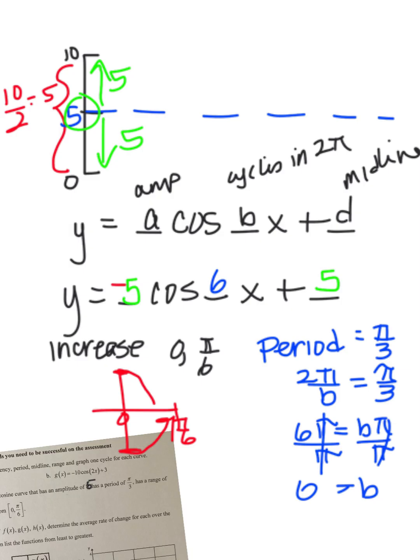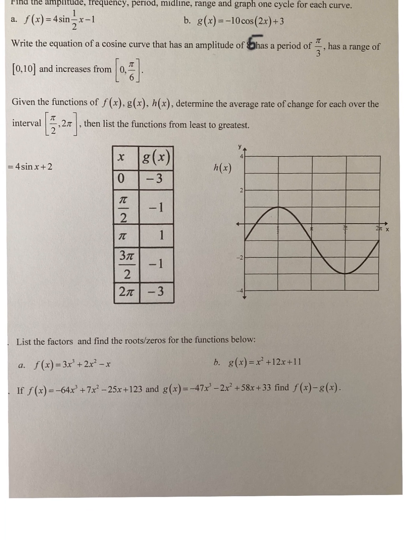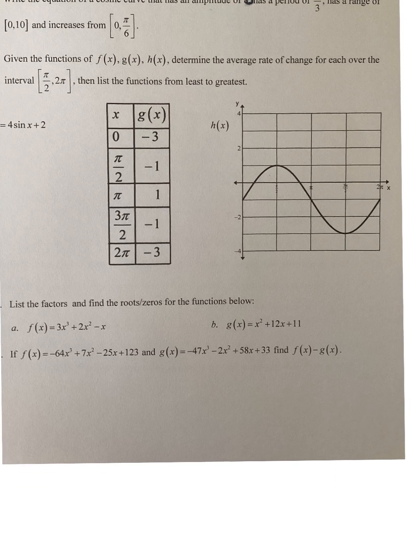All right, let's take a look at number 3. We are given the functions f, g, and h, right? So f is an equation, g is a table of values, and h is a graph. Determine the average rate of change for each over the interval from pi over 2 to 2 pi, then list the functions from least to greatest.